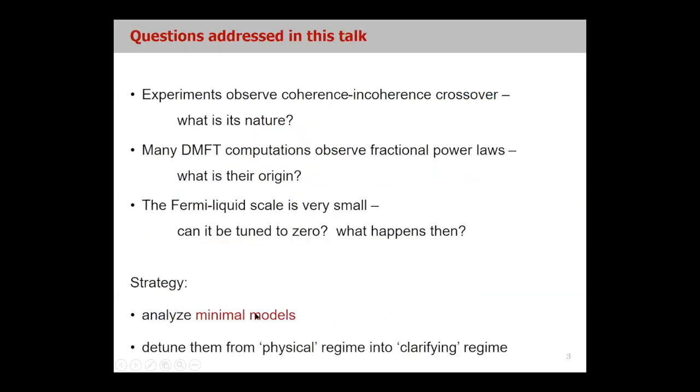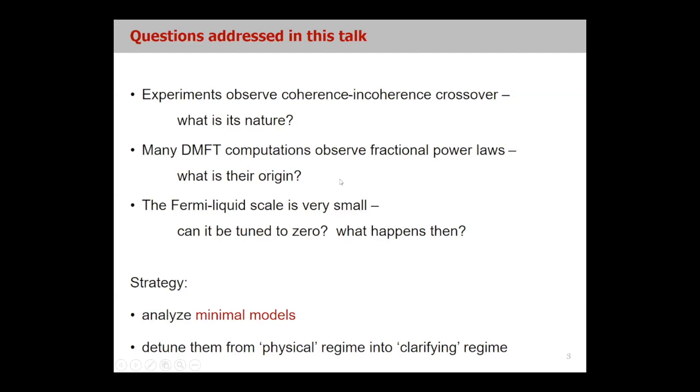Okay, so the questions that I will address in my talk is first, there's this coherence-incoherence crossover as a function of temperature. What is the nature of this crossover? What are the energy scales involved? And then in many DMFT computations, there are what looks like power law behavior in intermediate energy scales. And my main goal is to try to understand where these come from.